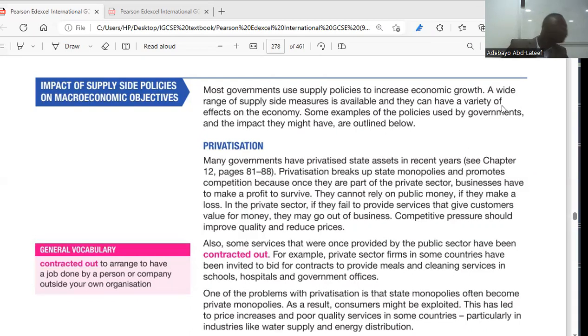And there's cost push inflation. That is as a result of increasing cost of production that has led to firms increasing their prices. Shall we move on?